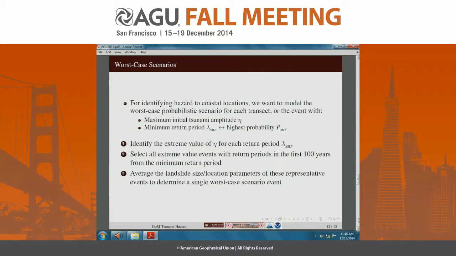And so we first identify the extreme value of eta for each calculated return period, lambda_SMF. Then we select all of the extreme value events with return periods in the first 100 years. So over all of the return periods that we calculate, we take those that happen in the first 100 years, and we consider those to be representative of an event with that specific return period or that specific probability. And then from that set of events, we average the landslide size and location parameters to determine a single worst case scenario event.